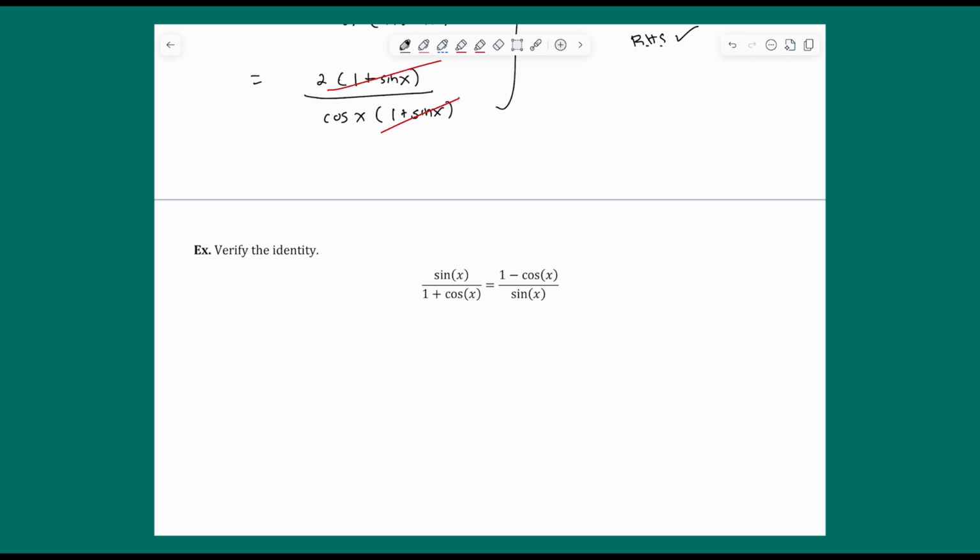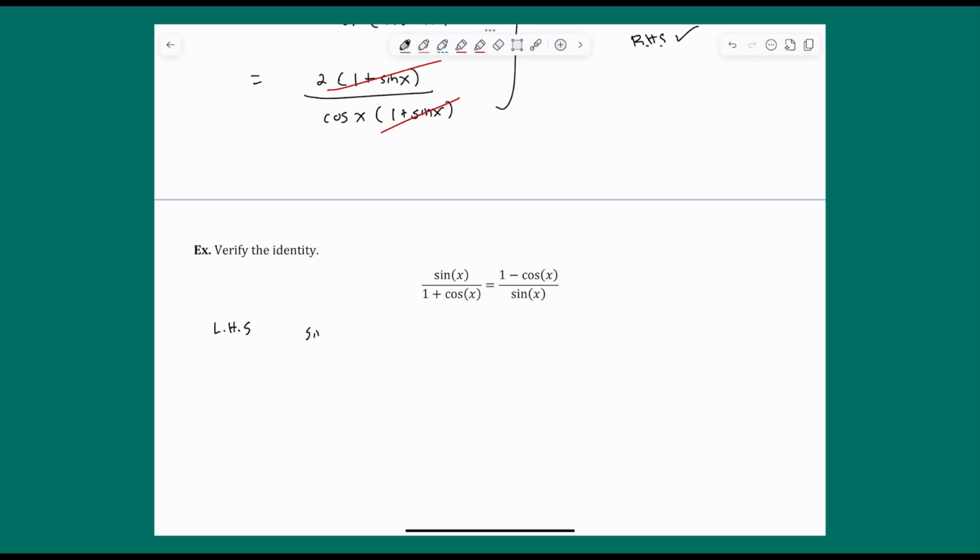So whenever you see a 1 plus cosine or 1 minus cosine, it's sometimes helpful to multiply by what's known as something like a conjugate, meaning the opposite, basically change the sign in the middle. So I'm going to go ahead and use this, what you call the left-hand side.